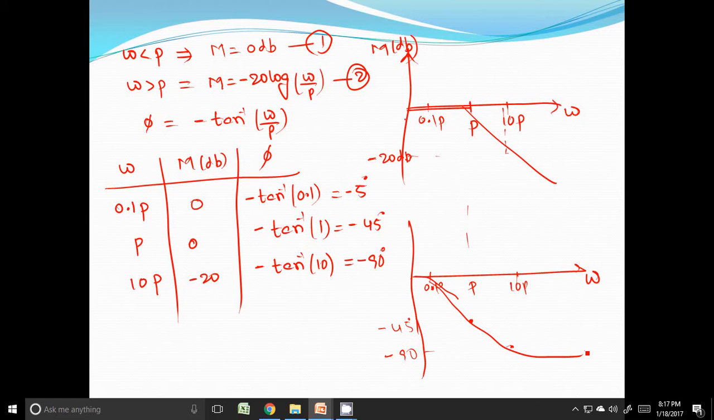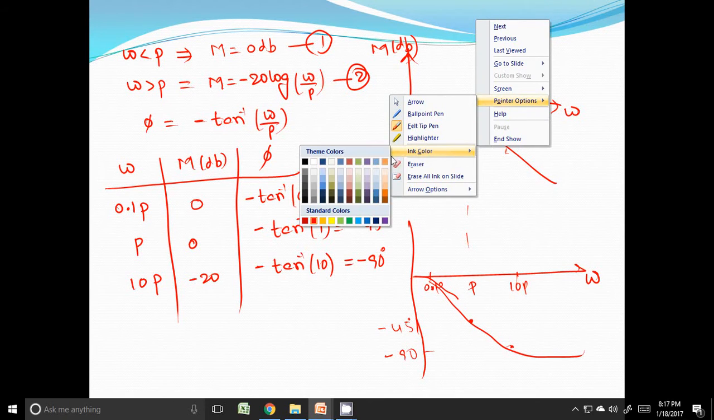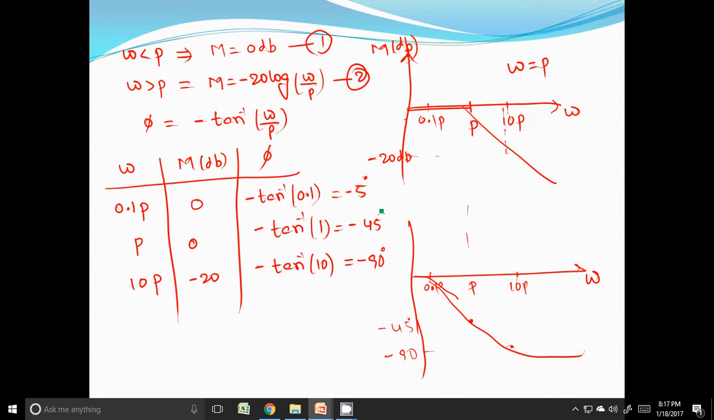If you see this magnitude plot and phase plot, the magnitude is decreasing only after omega equal to p. For omega less than p, the magnitude is 0 dB. But if you see the phase plot, for omega less than p, the phase is changing. So the magnitude plot will not change till the pole, but the phase plot will change much before the pole. This is one observation.